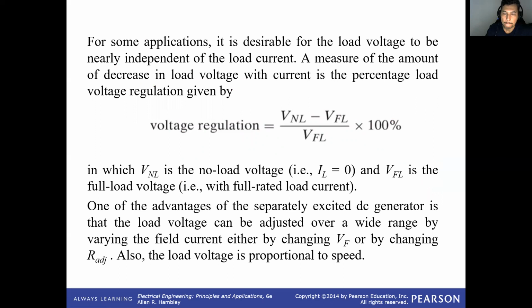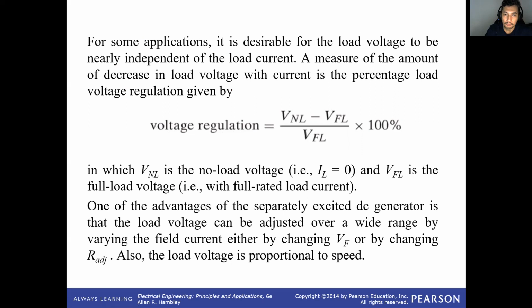So, voltage regulation. In some applications, it is desirable for the load voltage to be nearly independent of load current. A measure of the amount of decrease in load voltage with current is the percentage of voltage regulation. This is actually the same for the transmission line, the transformer and so on. This is one of the parameters used to assess the performance of the generator.